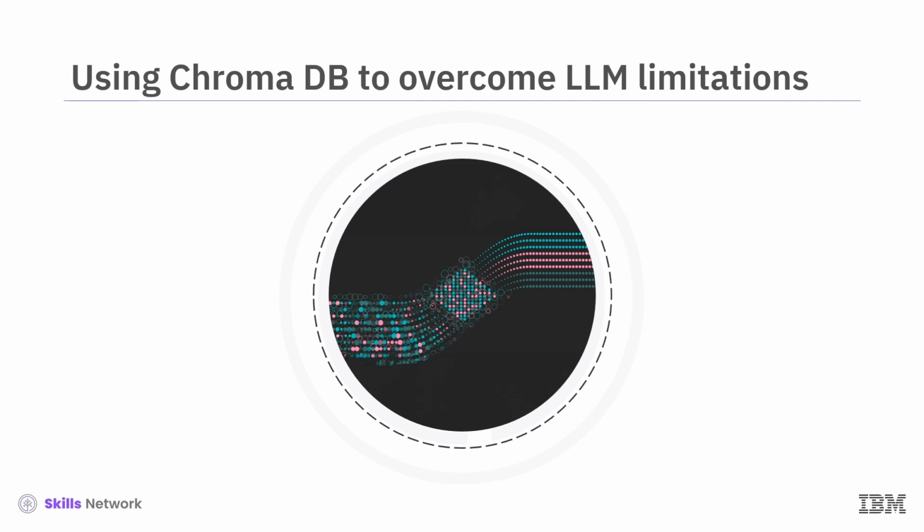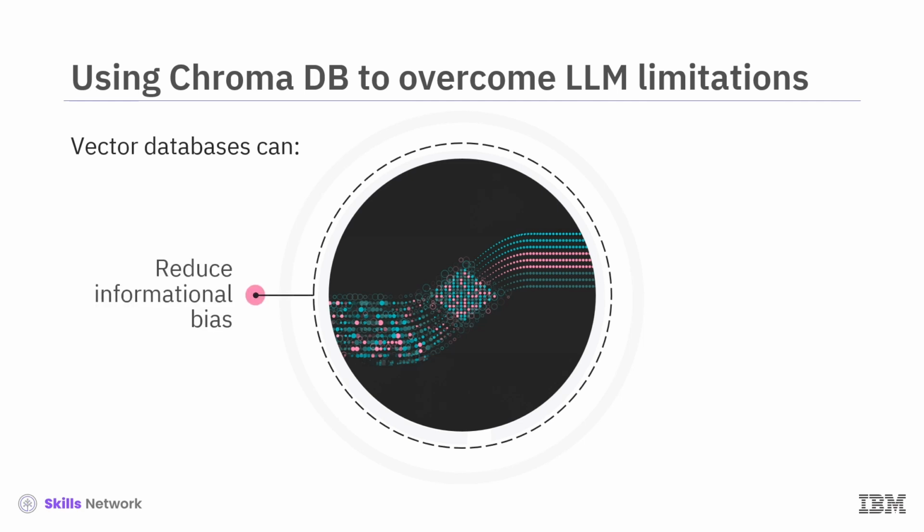Let's review how using Chroma DB resolved these limitations. First, vector databases can help reduce informational bias. By incorporating diverse data sources and representations into Chroma DB, you can train LLMs using a more balanced foundation, mitigating bias. Next, you can use vector databases, including Chroma DB, to enhance information accuracy.